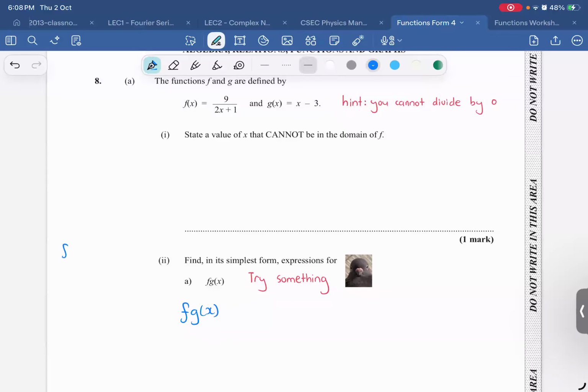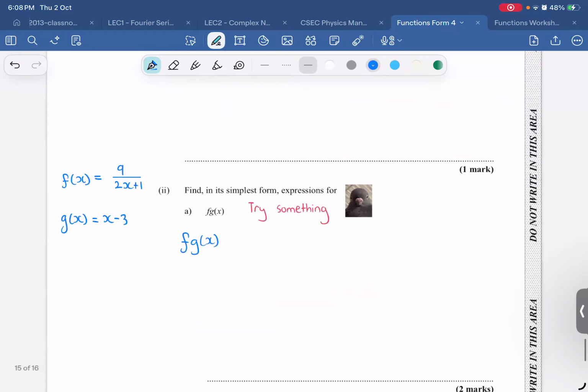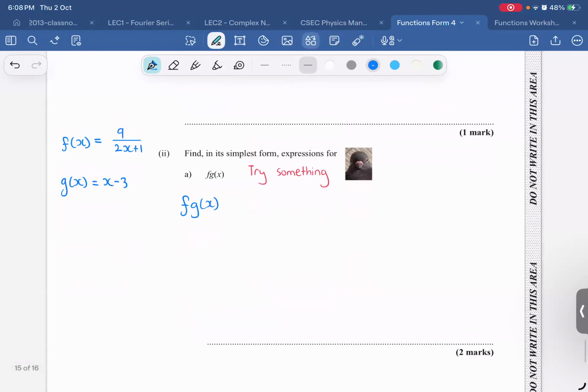F of x, they gave you in the question. They said that f of x was 9 all over 2x plus 1. And they're telling you that g of x is equal to x minus 3. And that's a 2-mark question. I'm giving you all 5 minutes. I really should be giving you 2 minutes, but seeing as it's the first time we're doing it, take 5 minutes.